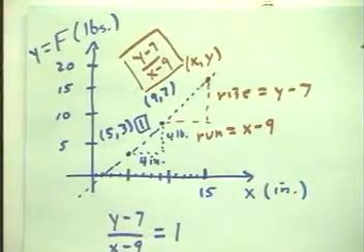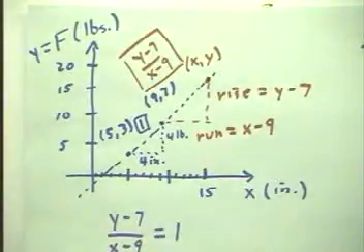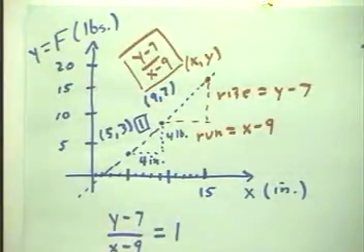The problem was to find an equation for the linear function that describes that force in terms of the pullback, and then to use that equation to answer a couple of questions. Questions being, when the displacement is 15 inches, what should the force be? When the force is 13 pounds, what should the displacement be?